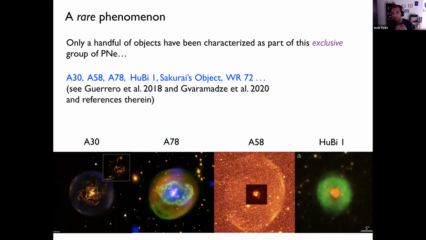It is a rare phenomenon in the sense that we do not see many objects that have experienced this VLTP. Only a handful of objects have been characterized as part of this group of planetary nebulae. Here I'm showing you four of them. What we see is the outer, more or less round planetary nebula, and then some hydrogen-deficient clumps inside it, expanding inside this planetary nebula.